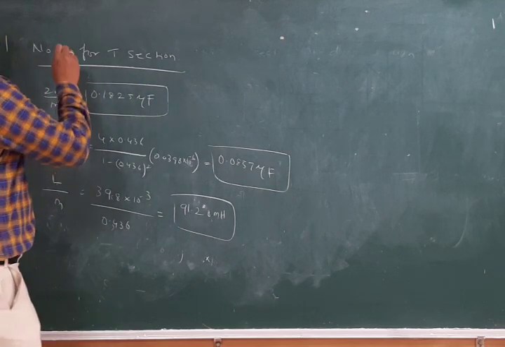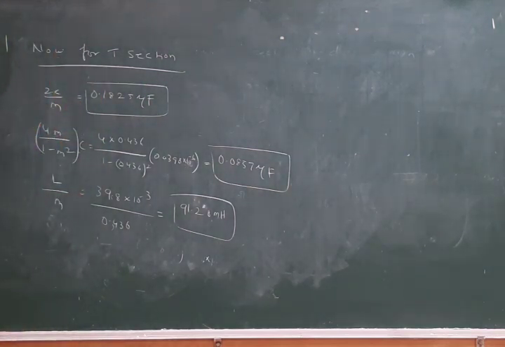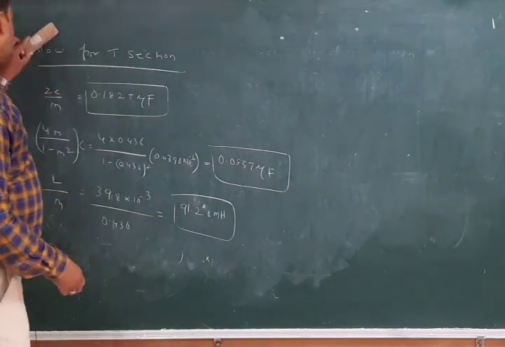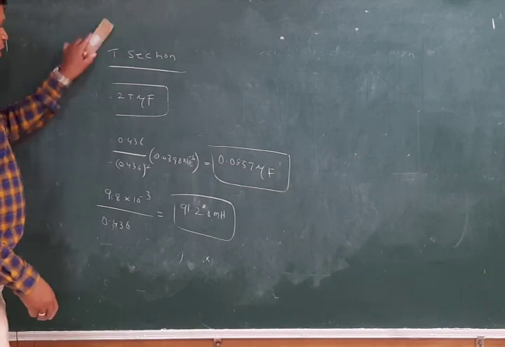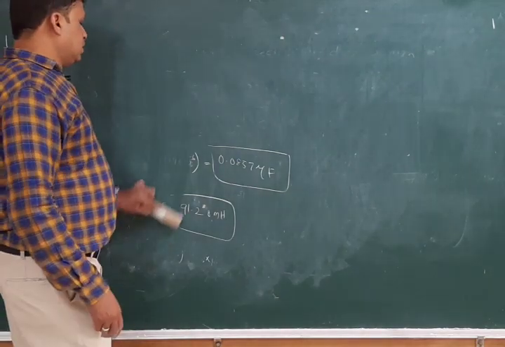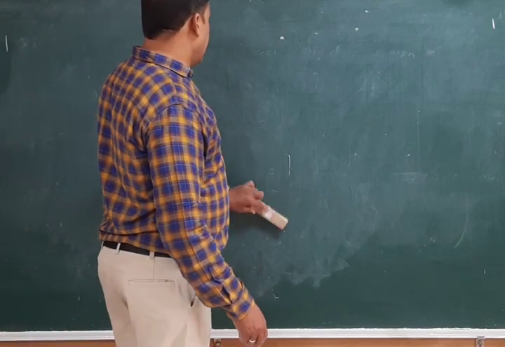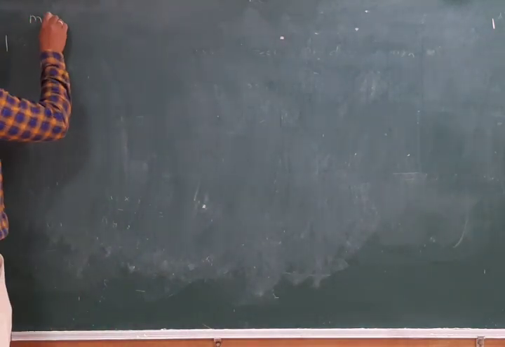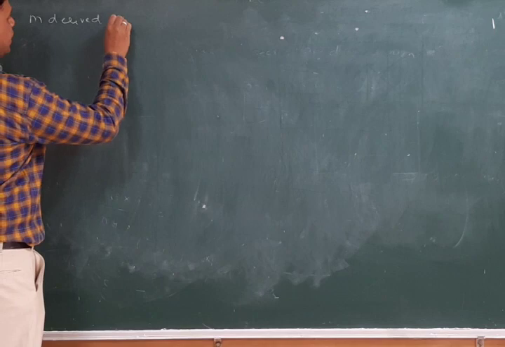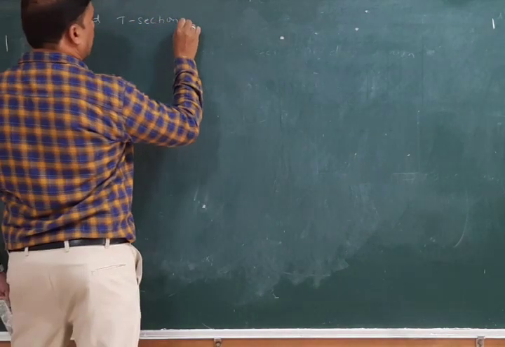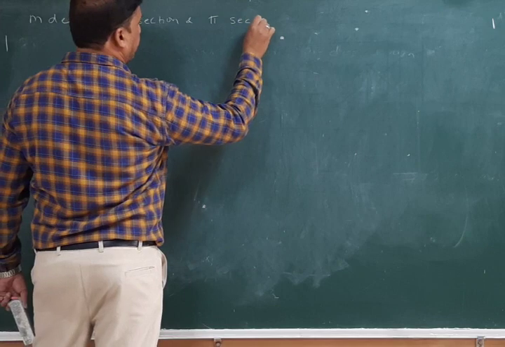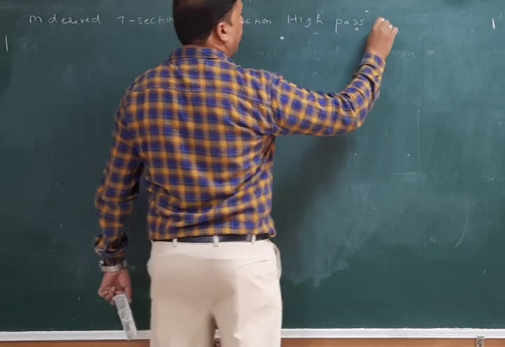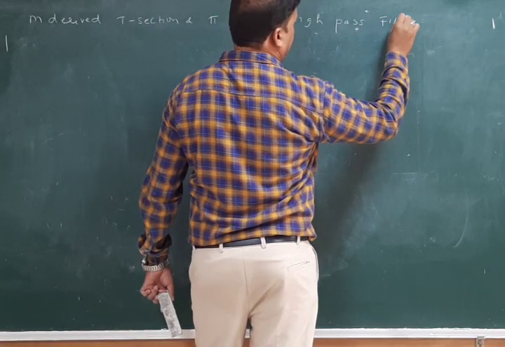0.1285 microfarad. These values are there, and from these values we will draw the m derived T section and pi section high pass filter. Okay. Now, next step is drawing the m derived high pass T section and pi section high pass filter. Okay.